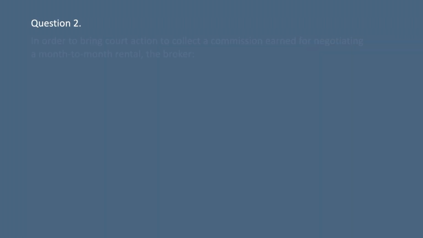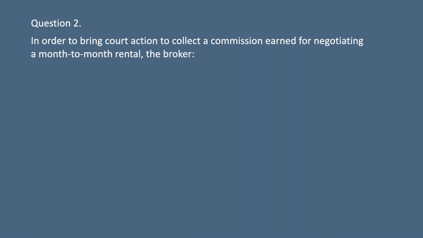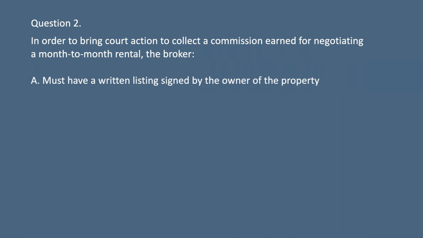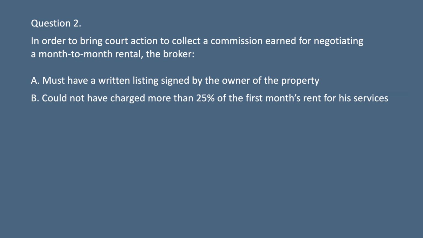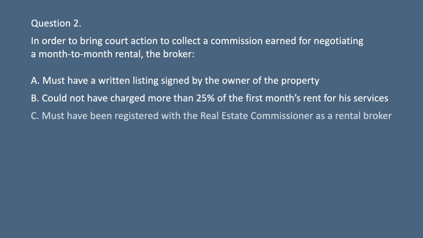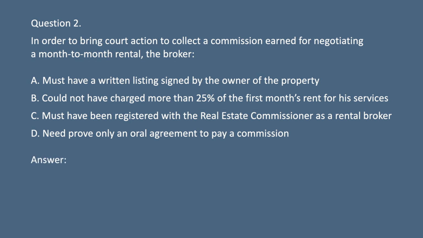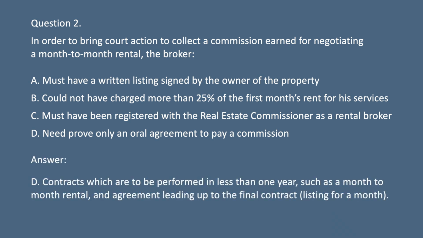Question 2. In order to bring court action to collect a commission earned for negotiating a month-to-month rental, the broker A. must have a written listing signed by the owner of the property. B. could not have charged more than 25% of the first month's rent for his services. C. must have been registered with the real estate commissioner as a rental broker. D. need prove only an oral agreement to pay a commission. Answer. D. Contracts which are to be performed in less than 1 year, such as a month-to-month rental, and agreements leading up to the final contract, listing for a month.